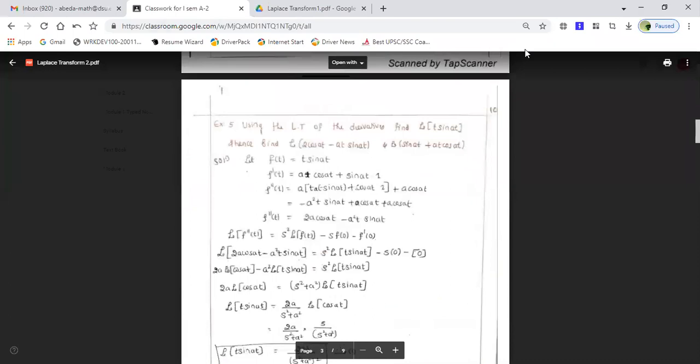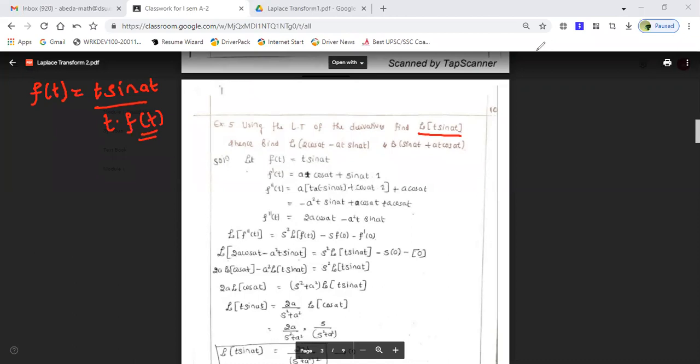It is of the form t into sin at. So we have to find out the Laplace transform of t into sin at by using the derivative method. Let me take f of t now. F of t is t into sin at. Can someone tell me we can solve this same example with what method? It is of which form? Is it not in the form of t into f of t, guys?